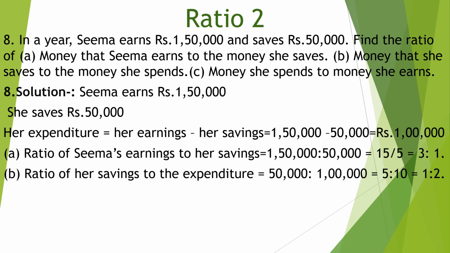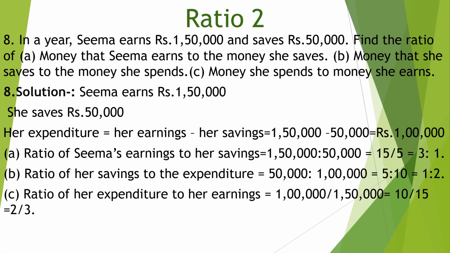Ratio of her savings to the expenditure will be 50,000 is to 1 lakh. That is 5:10 or 1:2. And third, ratio of her expenditure to her earnings is 1 lakh is to 1,50,000, which comes out to be equal to 10:15 or 2:3.